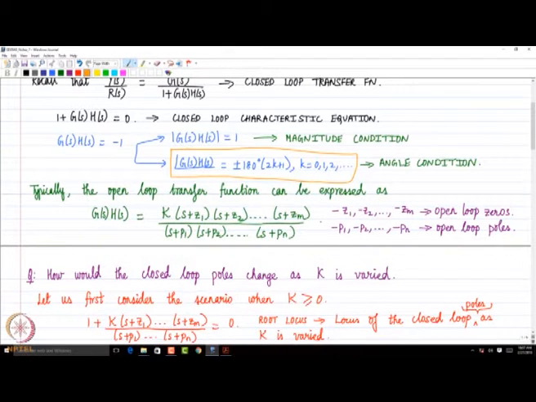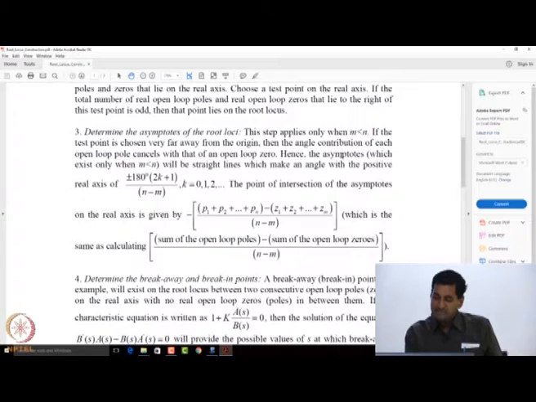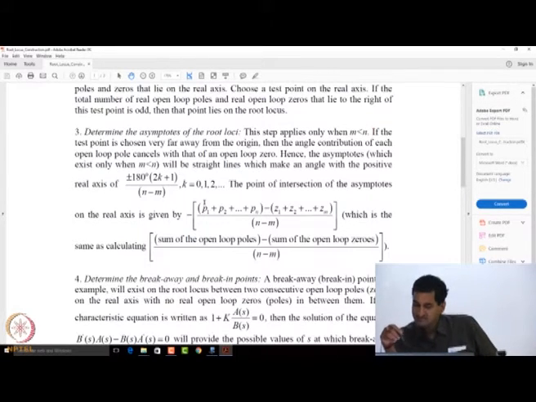Is it clear? Let me go back to the PDF file. The asymptotes, which exist only when m is less than n, will be straight lines which make an angle with the positive real axis of plus or minus 180 degrees times 2k plus 1 divided by n minus m. That's the angle made by the n minus m asymptotes with the positive real axis.